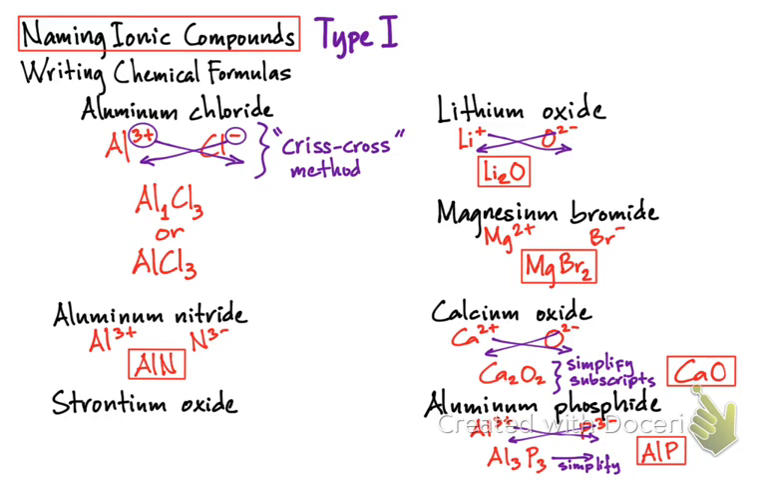And lastly, we have strontium oxide, right? So strontium again is in the same group as calcium and magnesium in group 2, so it has a positive 2 charge, whereas oxygen, oxide ion, has a negative 2 charge. So you can simplify this into SrO.